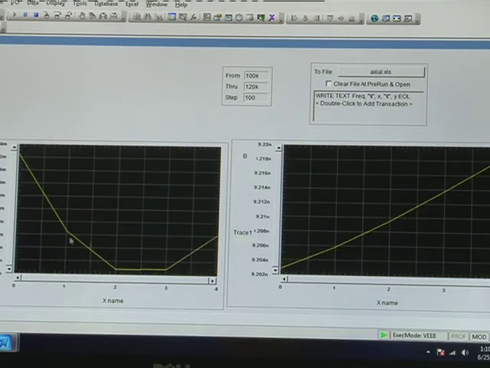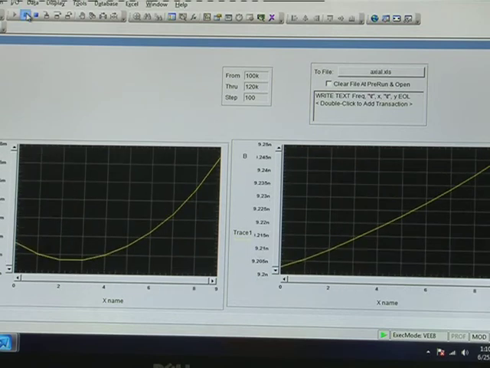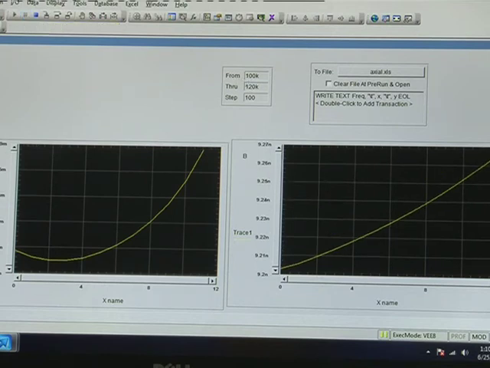So, you will ultimately get the expected plot as I have shown in my presentation. I will stop it and proceed further to the next experiment.